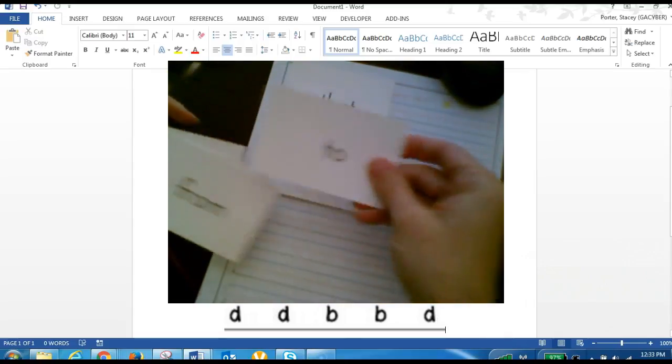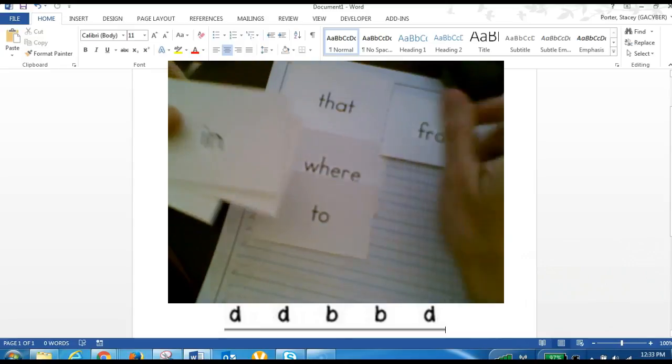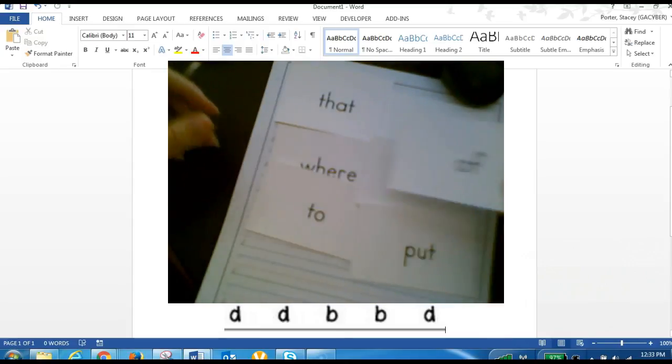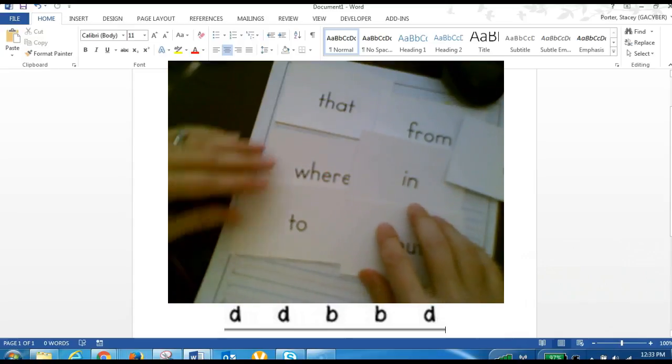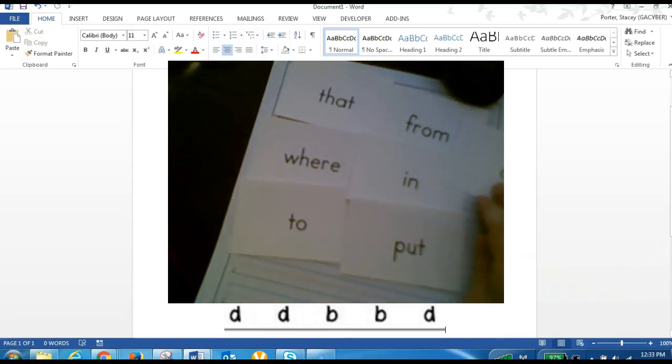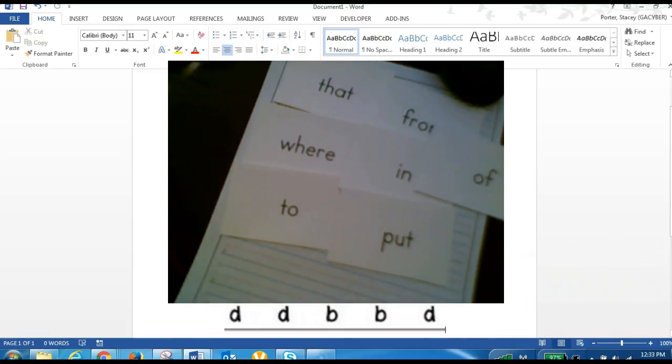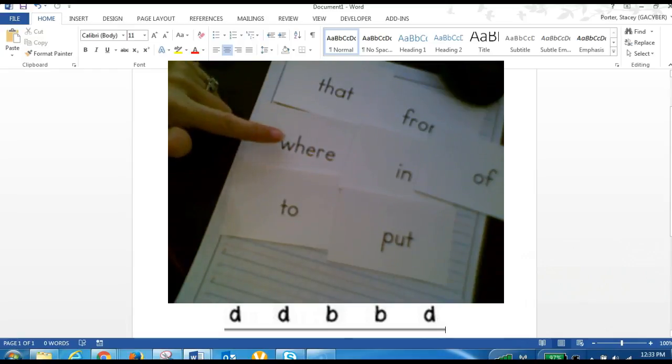That, where, to, from, in, put, of. So I think I want to ask a question again on the second sentence like we did yesterday. And most of the time, if there is a WH word, it's a question word. WH, where, what, who, all of those are WH question words.